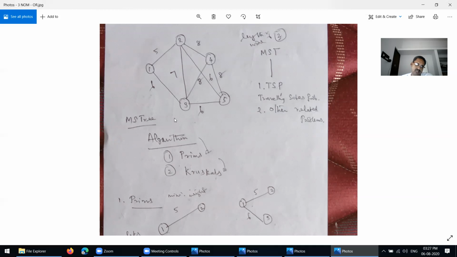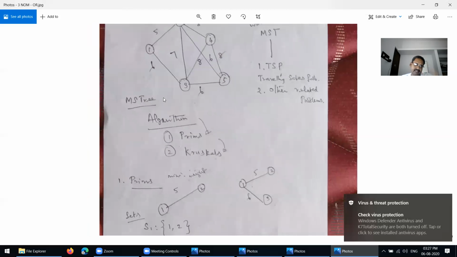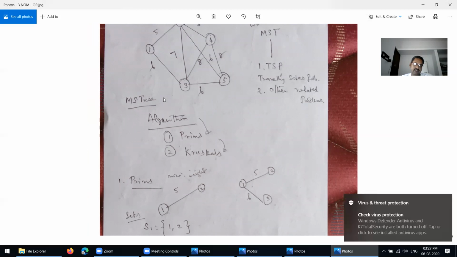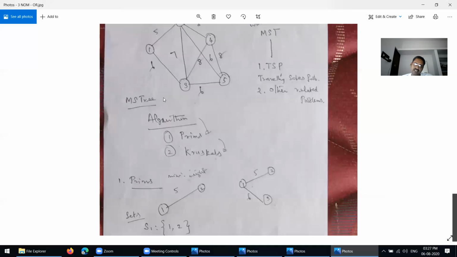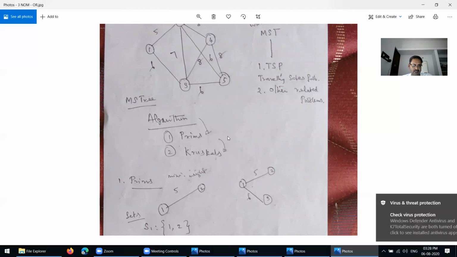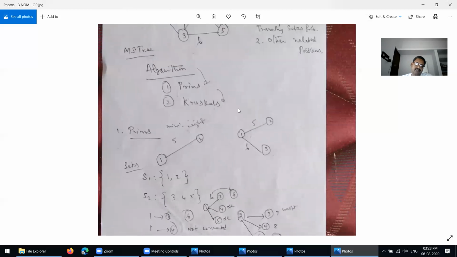Now you have to know very clearly about the spanning tree. When the number of vertices of the original graph and the number of vertices of the tree are the same, it is known as a spanning tree. Now we have to calculate the minimum spanning tree, which is very important. We find it using two algorithms: Prim's algorithm and Kruskal's algorithm.